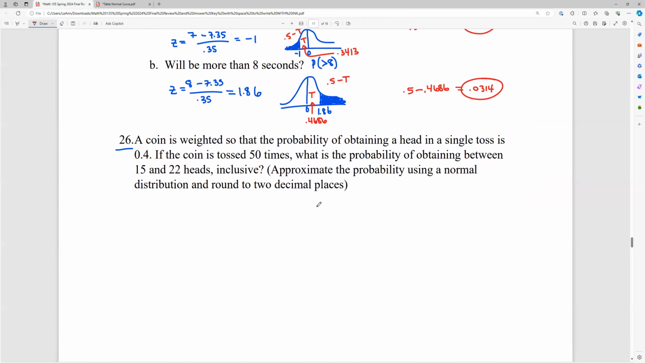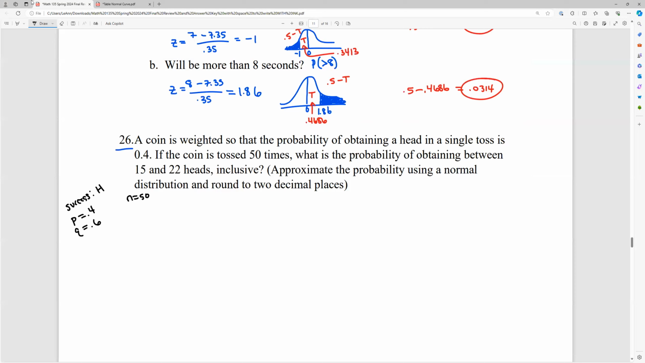Okay. And then the last one is number 26. It says a coin is weighted so that the probability of obtaining a heads in a single toss is 0.4. So notice that's binomial. That's a probability of success. We're considering success to be a heads. When we flip it, that probability is 0.4. It's not a fair coin. We're going to toss the coin 50 times. So that's our n, the number of times they're going to do the trial. The probability of getting not heads would be 0.6, because remember this has to add to 1.